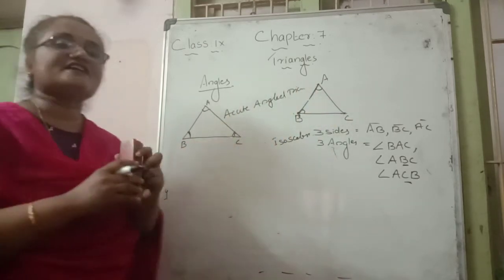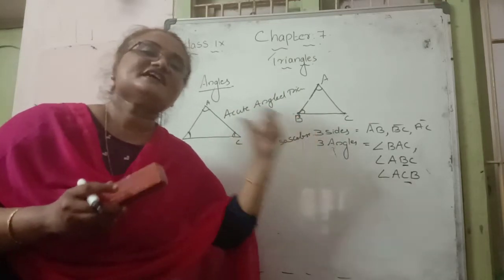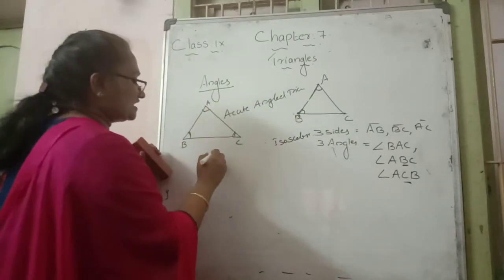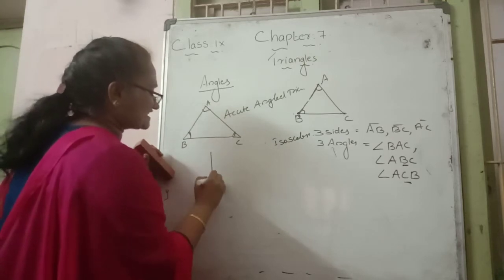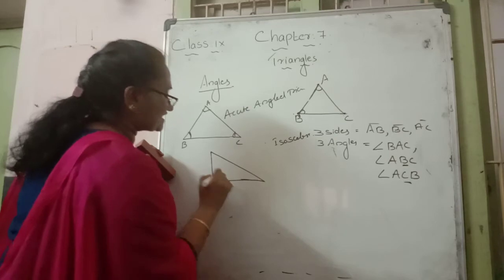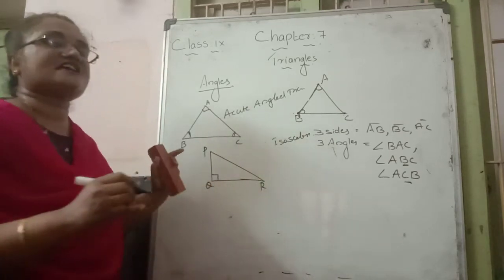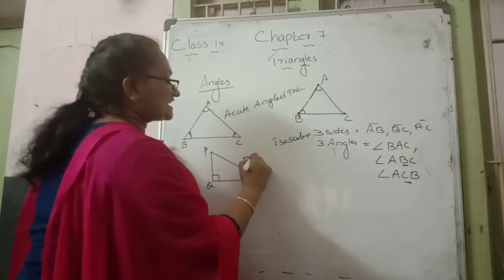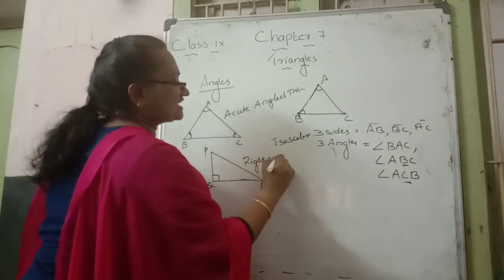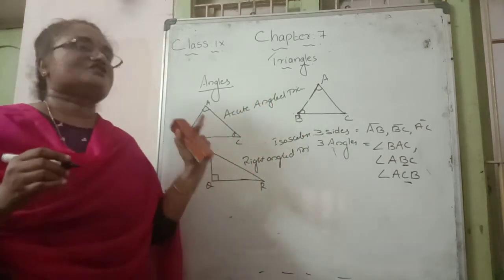All three angles become less than 90, we call it an acute angled triangle. Next, exactly 90 degrees: when one angle of a triangle becomes exactly 90 degrees, we call it which type of triangle? Right angled triangle. They are known as a right angled triangle.